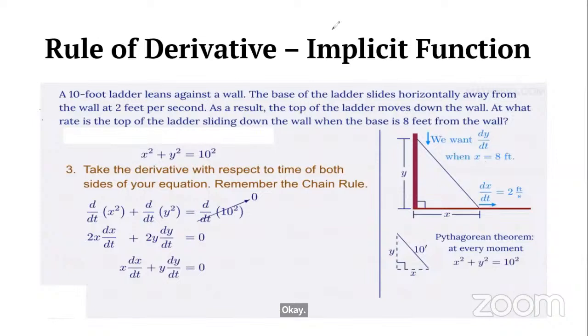So now you apply the implicit rules here. Once you apply the implicit rules here, you have d divided by dt of this function. You multiply d over dt by this function here.